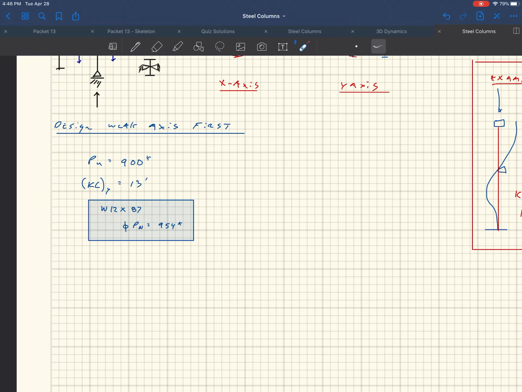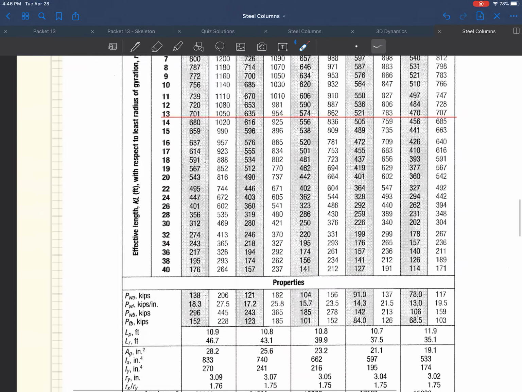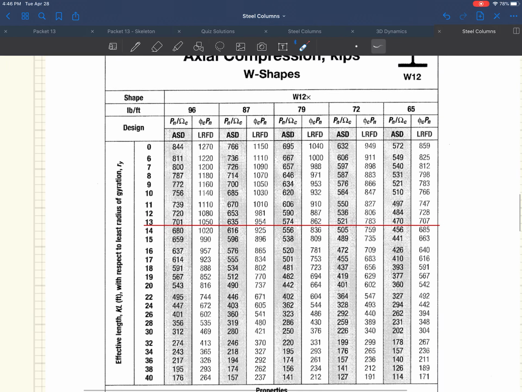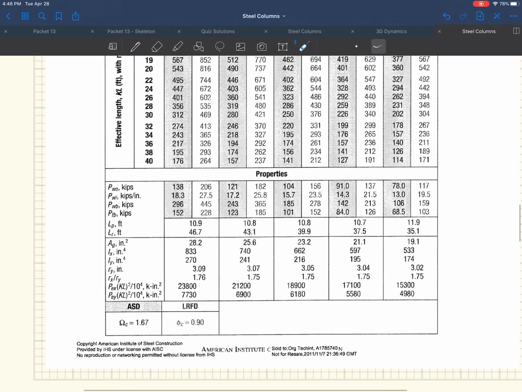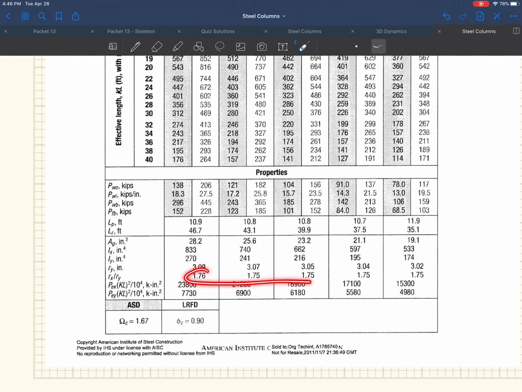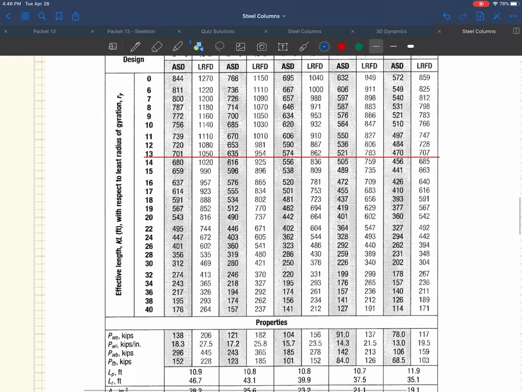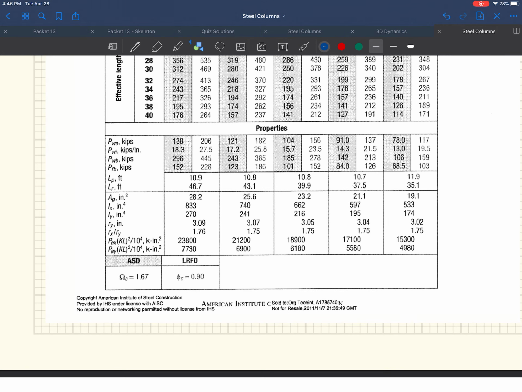One place you could do that is in the dimension tab. You go to the dimension tab, you look up rx, you look up ry, you take one divided by the other. But this brings up a good point. AISC is no dummy. What they've done is down at the bottom for each one of these members, so these are all different members, they have provided to us rx over ry numbers. Would you look at that? Very smart individuals, the AISC. And so what we do down here for a W12x87, rx over ry is 1.75.